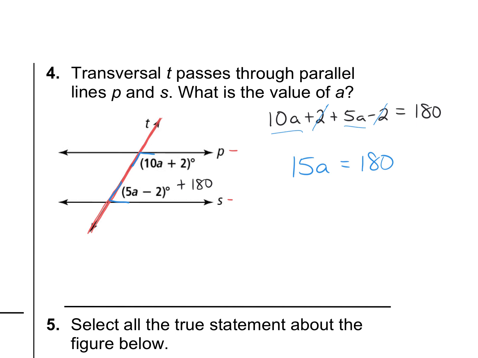What's my last step here? Divide by 15. A equals 12. Is that my answer? How do I know I'm done? Right, because all it's asking for is the value of A. It's not asking for a specific angle measure. It's just asking for the value of A. All right, last one on page 1 is number 5.